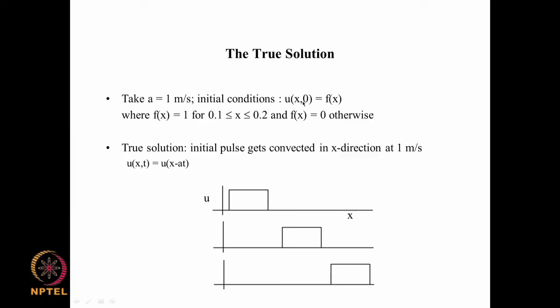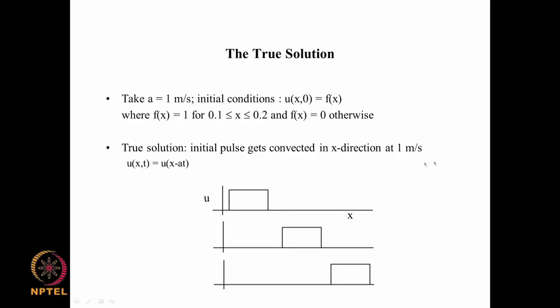u of x, 0, so that is the initial condition, is given as a spatial distribution, and the spatial distribution is a simple rectangular pulse where it is equal to 1 over the interval of 0.1 to 0.2 and 0 everywhere else. Okay. The true solution to this is that this pulse would get transported in the positive x direction at a speed of 1 meter per second.